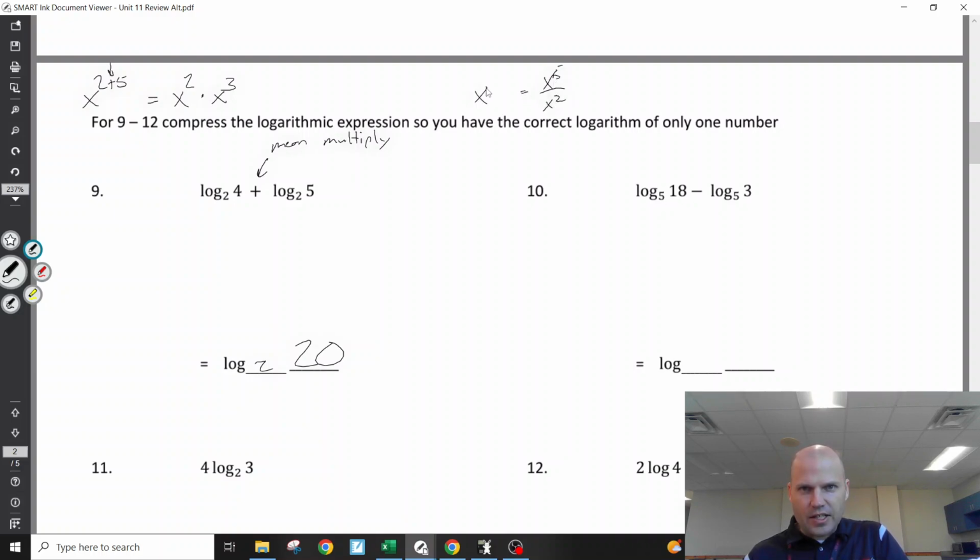Isn't this the same as x cubed? You cancel 2 x's, you cancel 2 x's, this is x to the 5 minus 2. That turns into the log property that when you see subtraction, you can think division. You can compress the 2 logs and turn it into 1 log. 18 divided by 3 is 6.